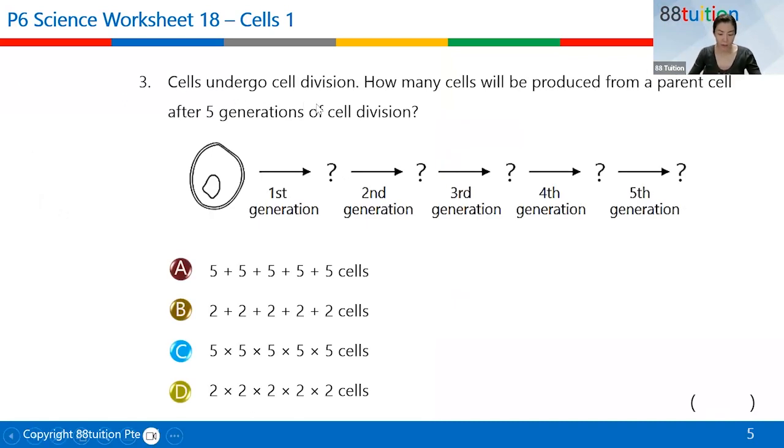Cells undergo cell division. How many cells will be produced from a parent cell after 5 generations of cell division? Do you all understand what cell division is? You know how we grow? We grow because we were so small like a baby, right? Baby size. Then how come you can grow until so big?